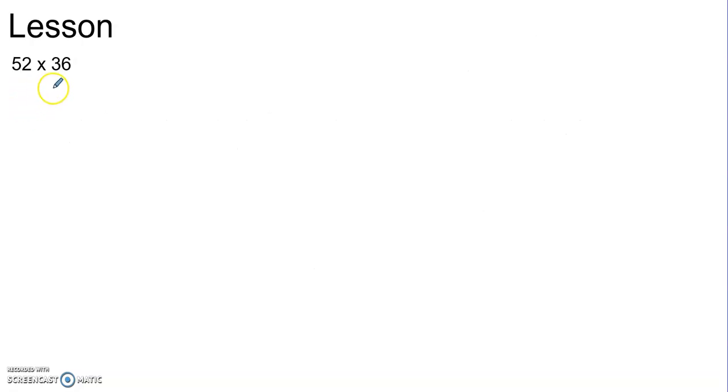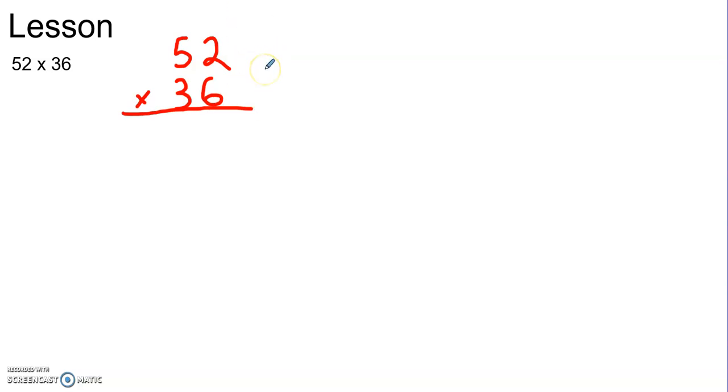So our first example is 52 times 36. Now we have written this here horizontally, left to right. But to do the standard algorithm multiplication, you need to change this to be vertical, up and down. So I'm going to write here, I have 52 on top, and I put the 36 right underneath it. Okay, and then I'm going to add my multiplication. So this is the setup for our standard algorithm.